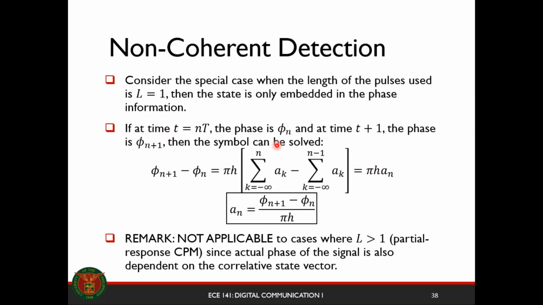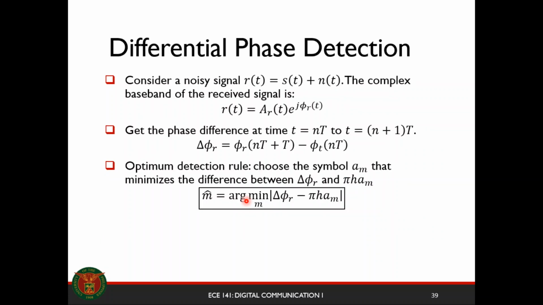This actually simplifies the demodulation process to basically just getting the terminal phase and getting the difference between phases. Right? And it's also robust to noise since you're only getting the phase difference. It also has an inherent timing synchronization since you're only going to get the transition between phases to get the final symbol, a sub n. Differential phase detection can also be used. It's also a form of non-coherent detection.